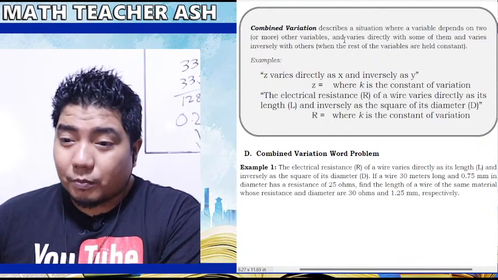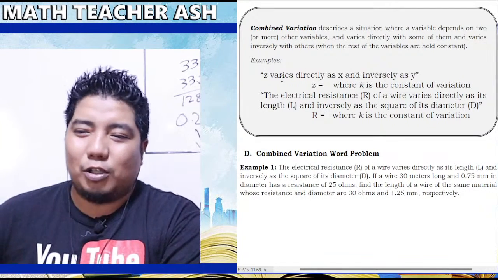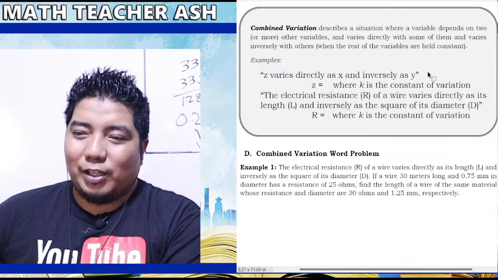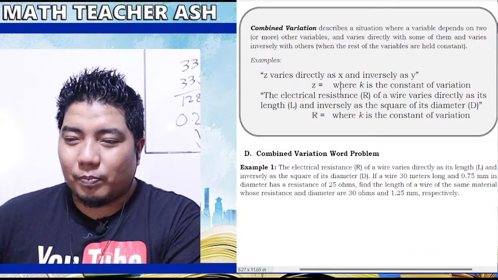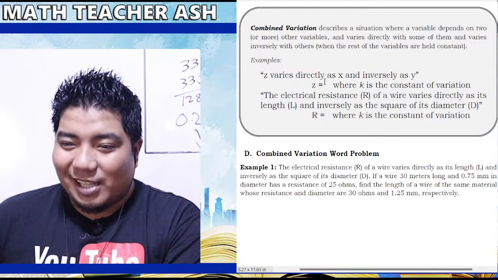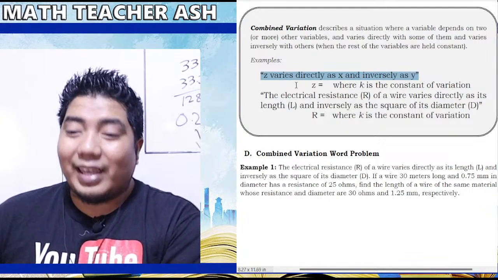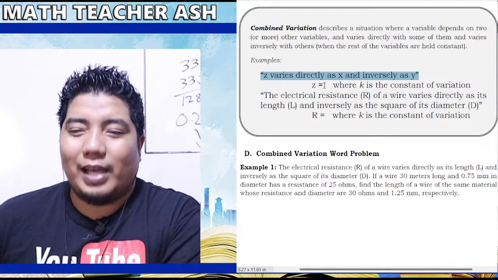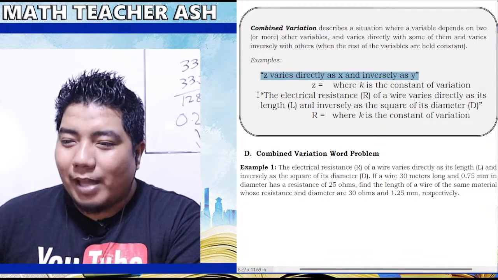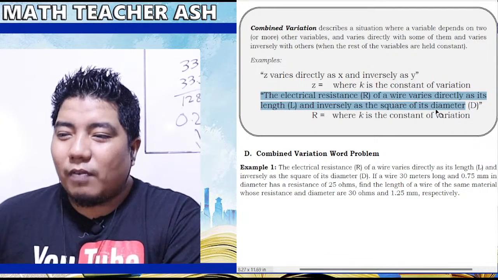We have here, combined variation is the combination of the direct and the inverse variation. So example of that is z varies directly as x and inversely as y. So we have here z is equal to k, where k is the constant. So kapag i-translate natin ito, this will become z is equal to kx over y. Alright.